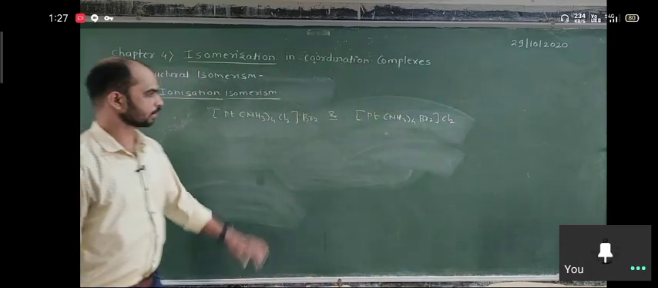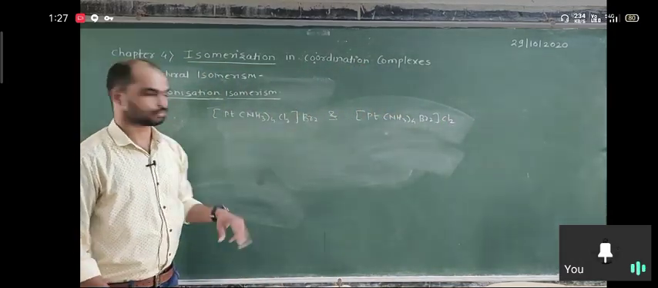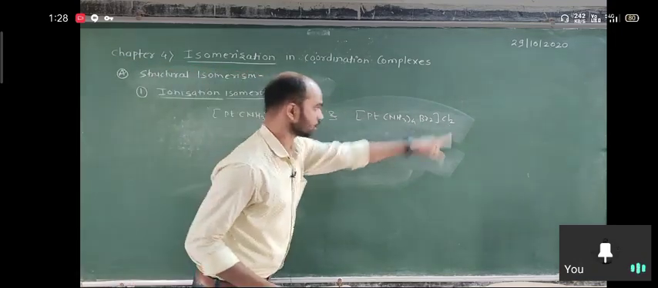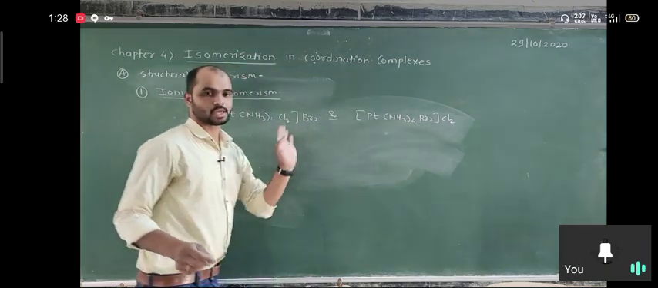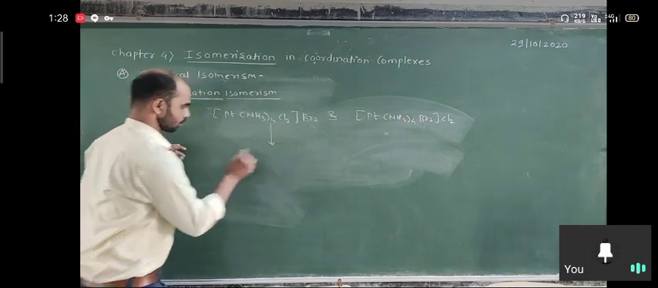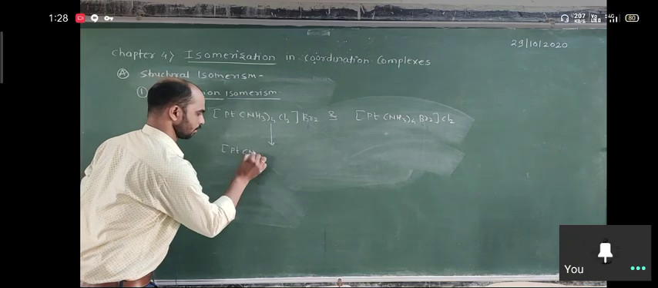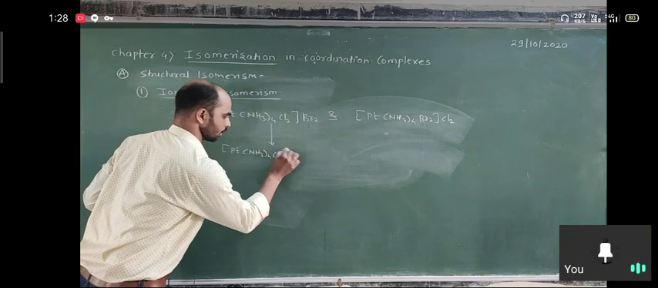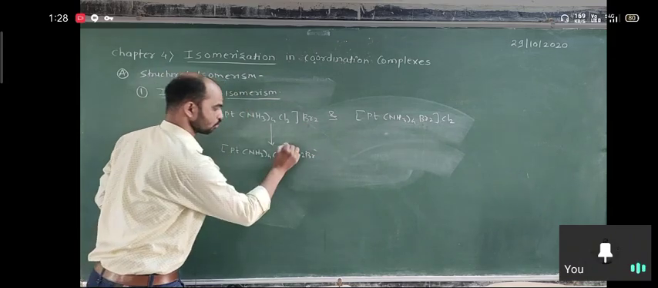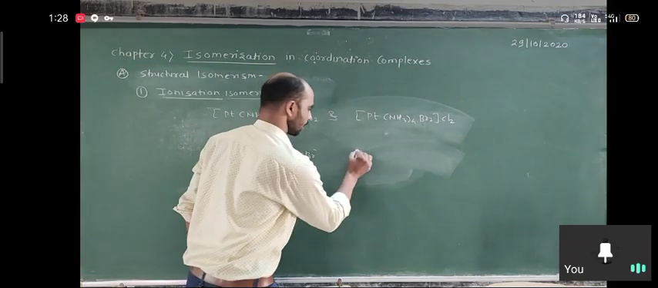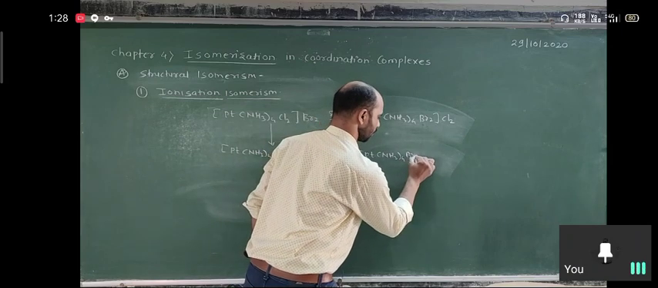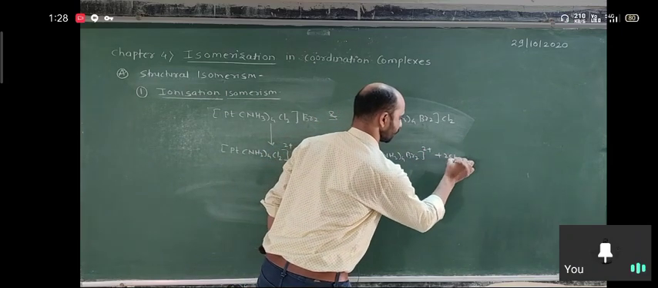Look here, in the second case, both have the same molecular formula, because platinum, 4NH3, 2Cl, 2Br in each. But if you try to ionize, what happens here? [Pt(NH3)4Cl2]2+ and twice Br minus, so a 2 plus charge comes on the complex. On the other side, [Pt(NH3)4Br2]2+ and twice Cl minus.